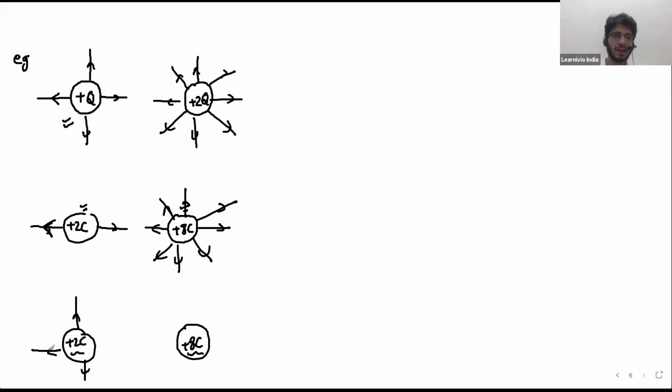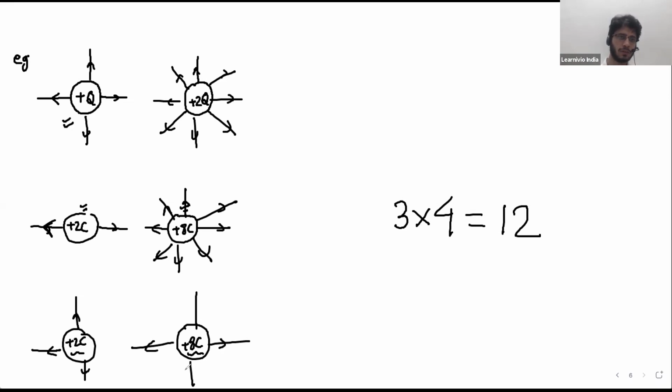So the number of field lines here is 3. How many field lines should this 8 coulomb charge have? Just multiply 3 with 4. Earlier it was 3, now it will become 4 times. 12. The number of field lines will be 12. Now you get it? Yes, sir. 8, 9, 10, 11, 12.